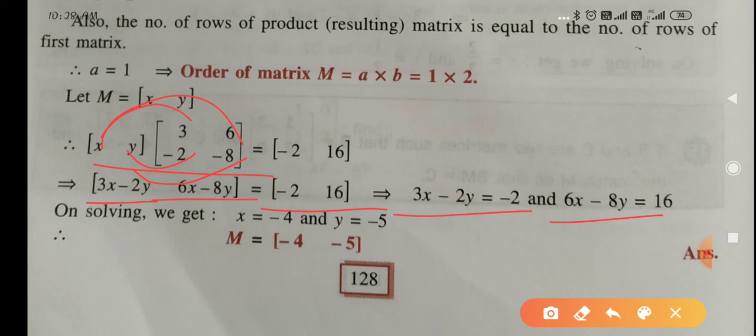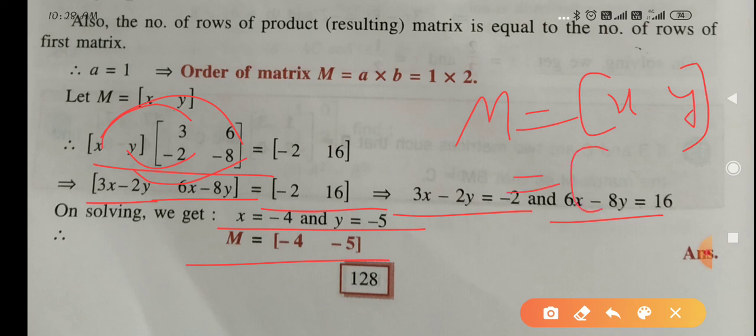Now you can again solve by elimination method, by cross multiplication method, by any method you have to solve. You know very well, in class 9th you have done how to solve the given linear equations in two variables. After solving, you are getting x equals minus 4 and y equals minus 5. So M was xy. You can put the value of x minus 4, y minus 5. So this is the final matrix M.